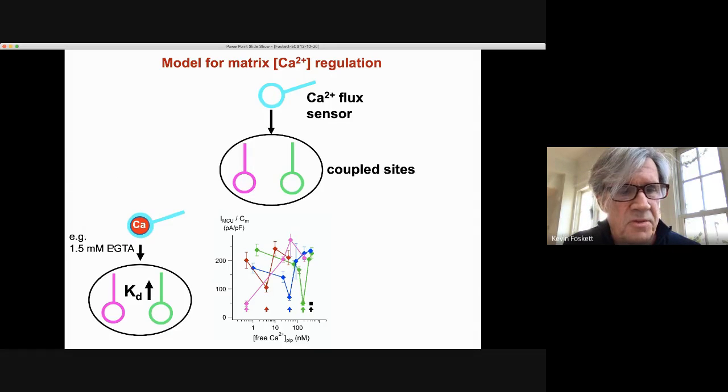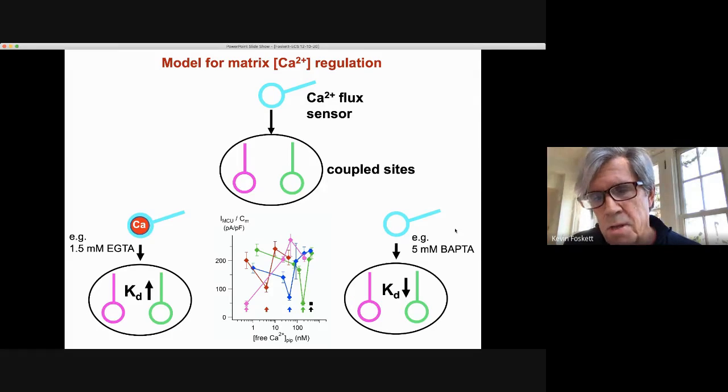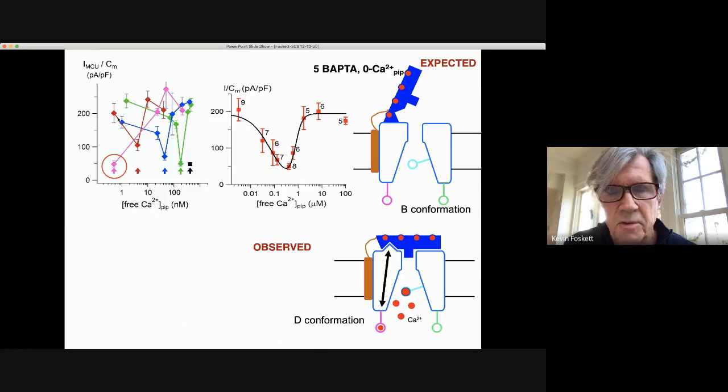So in the presence of calcium, in the presence of EGTA, when those sites become liganded, the apparent affinity of those sites goes down, and so the biphasic curve is shifted to the right. On the other hand, when buffering is very strong and that site remains empty, the apparent affinity of those sites gets very, very high, and the sensitivity of those sites shifts way to very low calcium concentrations.